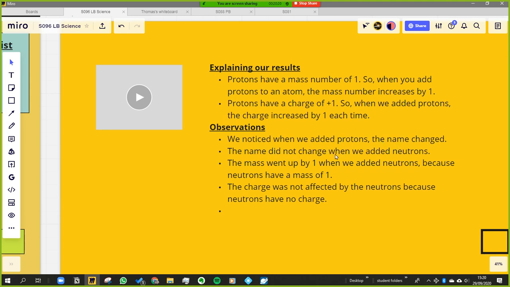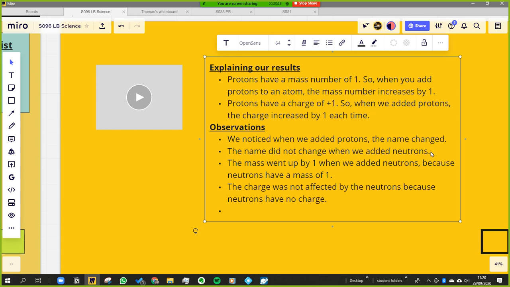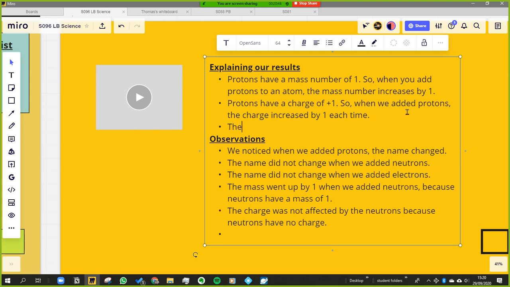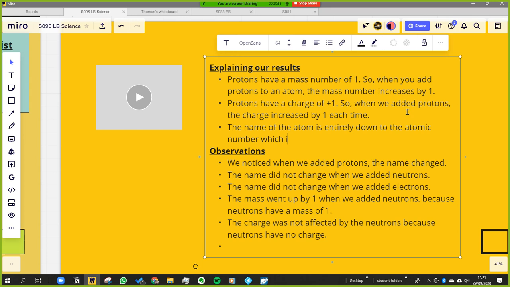So the name did not change when we added neutrons. It also didn't change when you added electrons. So I'm going to edit this now, because we can say the name did not change when we added electrons. Okay, so let's go back to explaining the results again. The name of the atom is entirely down to the atomic number, which is the amount of protons.